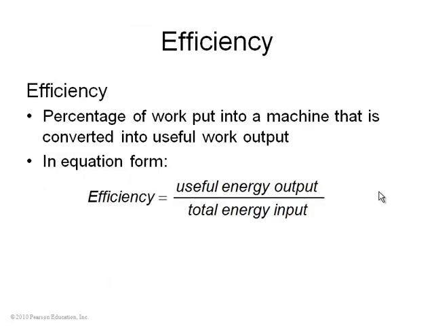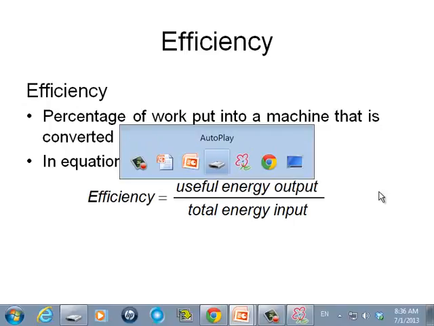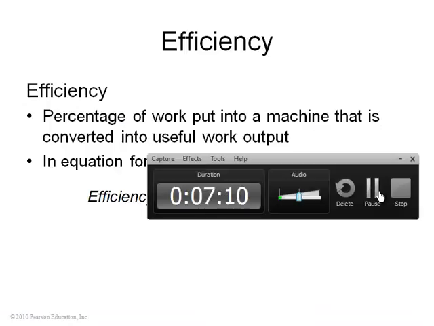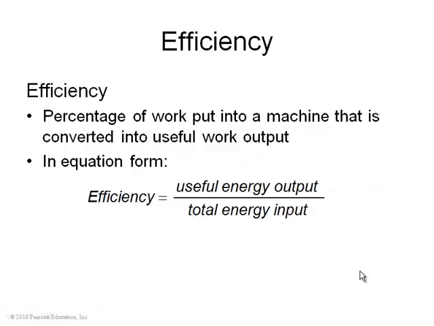Okay, so now we'll talk about efficiency. Efficiency is the percentage of work put into a machine that is converted into useful work output. So here we have an equation. The efficiency equals total energy output over total energy input. So that is a formula you should know. So you might want to write that down.